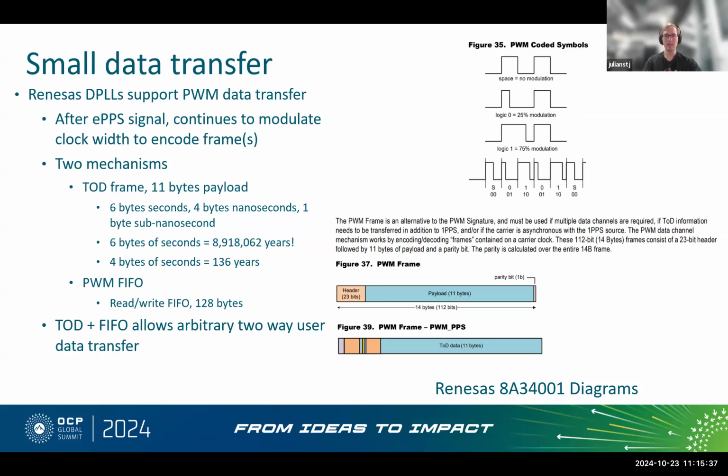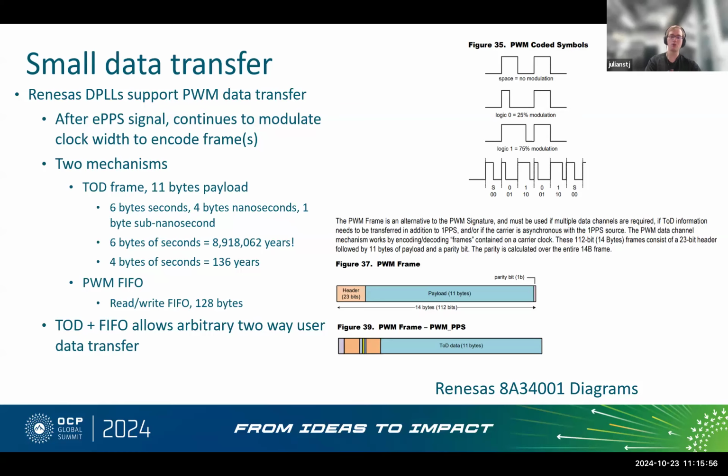There are two mechanisms that they implement on the commercial clock matrix chips today. One of them is a TOD frame. So every second that you have a 1 PPS out, it will also encode a TOD frame after that with 6 bytes of seconds, 4 bytes nanoseconds, 1 byte sub nanosecond.